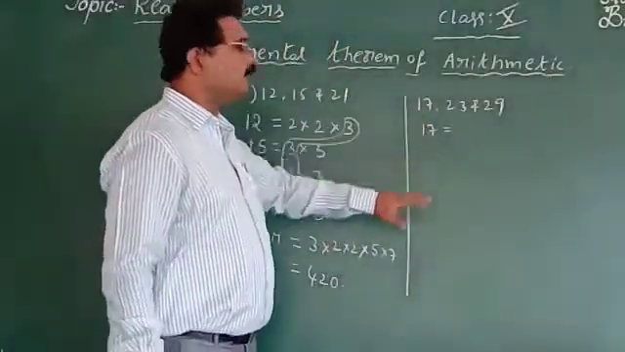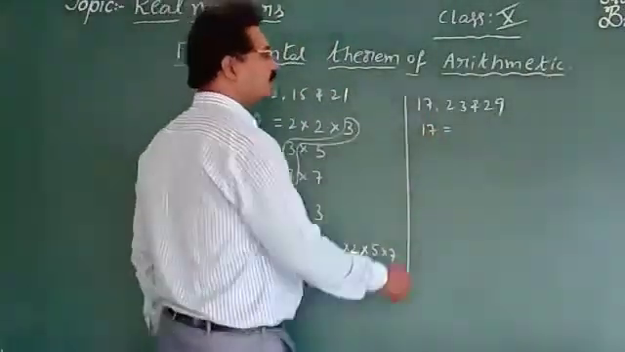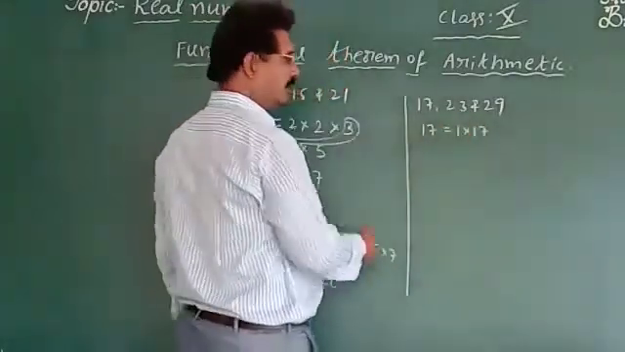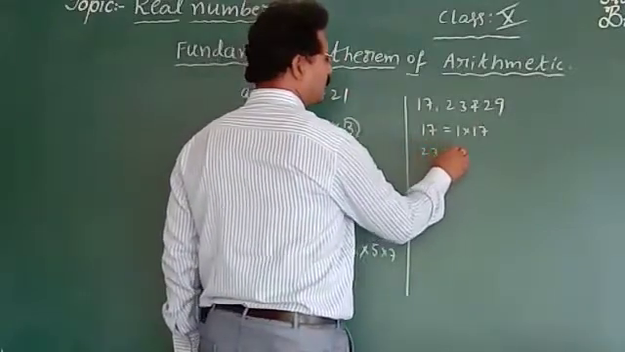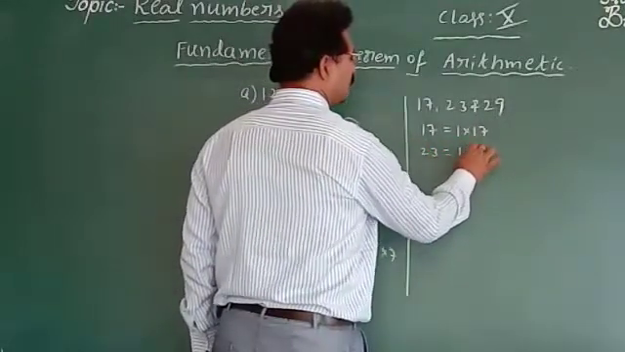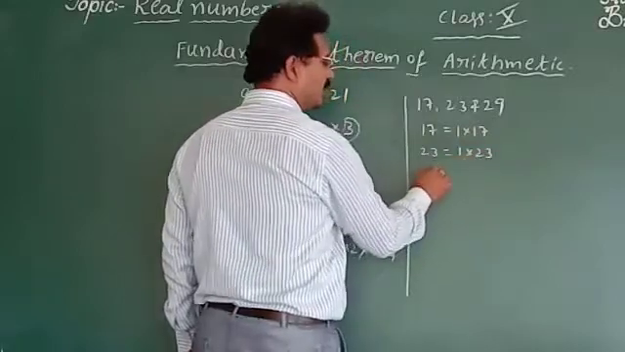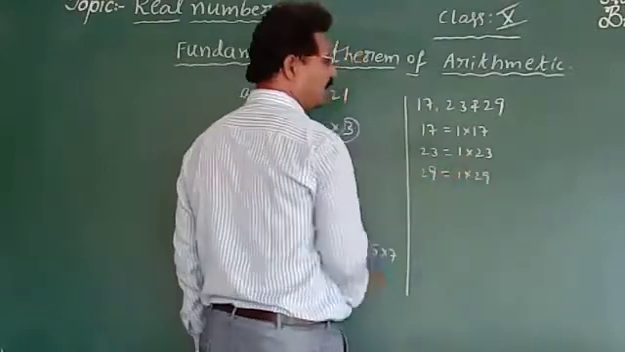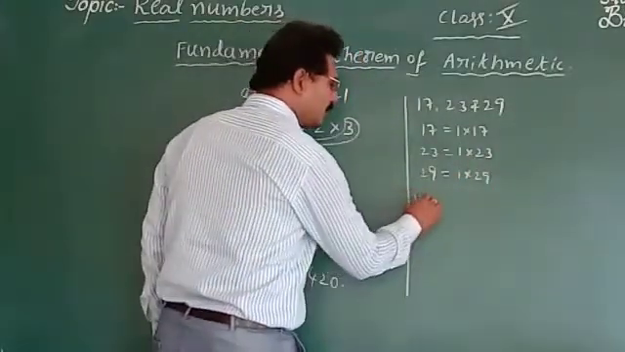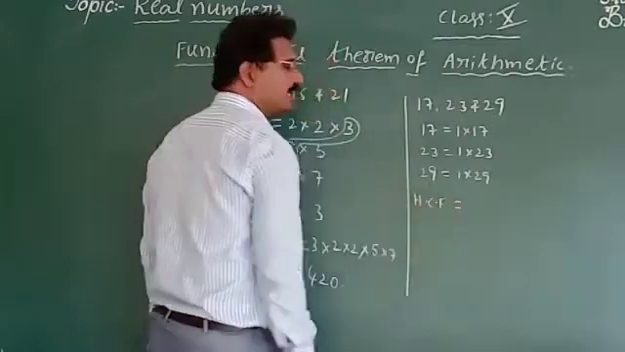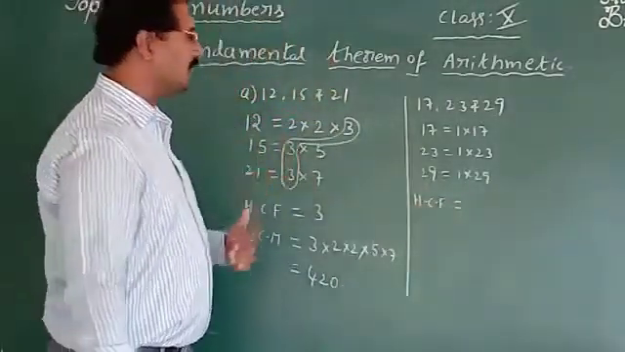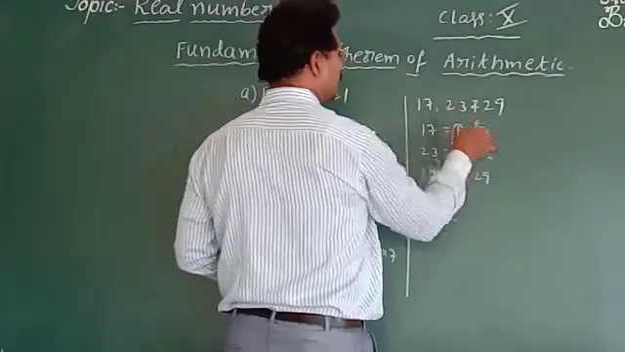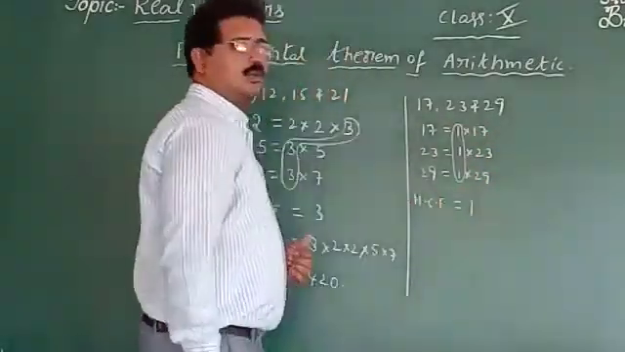Again, 17. Since 17 is a prime number, it is not possible to factorize it further, so it can be written as 1 into 17. 23 is also a prime number, so it can be written as 1 into 23. Since 29 is also a prime number, 29 can be written as 1 into 29. First of all, you write the HCF. How to write the HCF? The common factors with the lowest powers. What is common here? 1, 1, 1. These three are the only common factors. So the HCF is equal to 1.